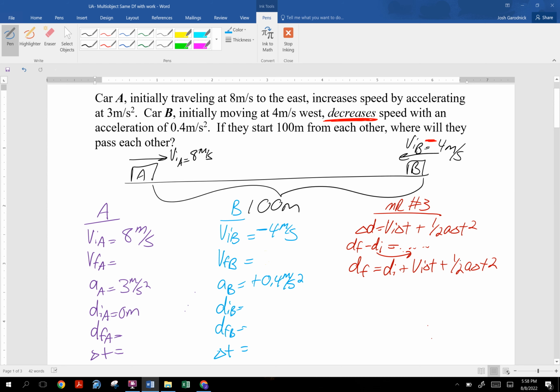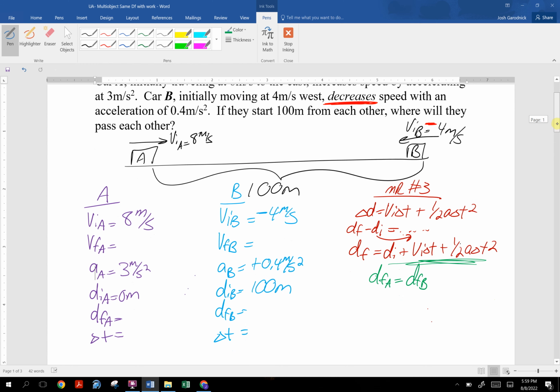I don't like that. Car B seems to be starting at a position of 100 meters all the way on the right. We don't know the final position. We don't know the time. So right now, we don't know final position or time. We really don't have enough information to solve anything. But we do know, since they are going to pass each other, that the final position of A is equal to the final position of B. And the time that they travel, since it's ready, set, go, and then they pass each other, is also the same. And what a coincidence, we have this expression for final position, so we can simply set the expressions equal to each other since their final positions are equal.